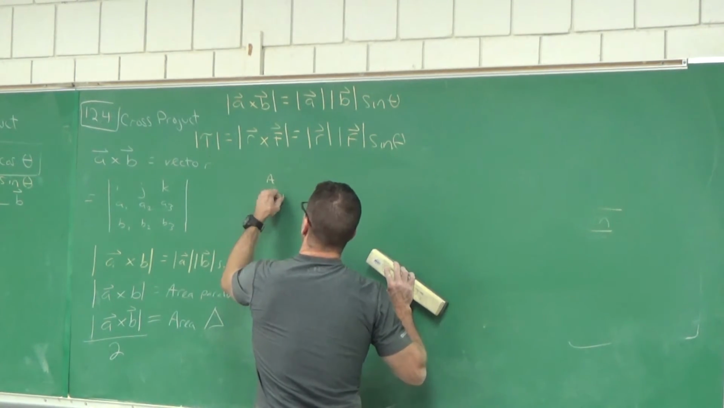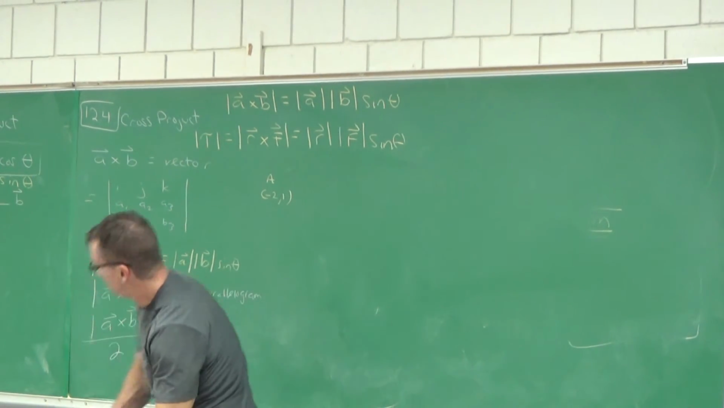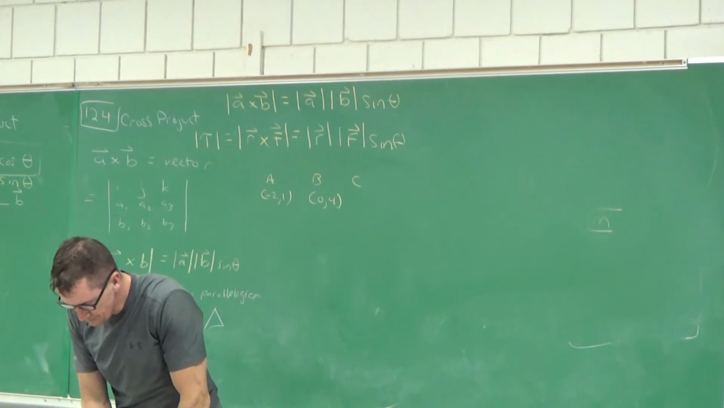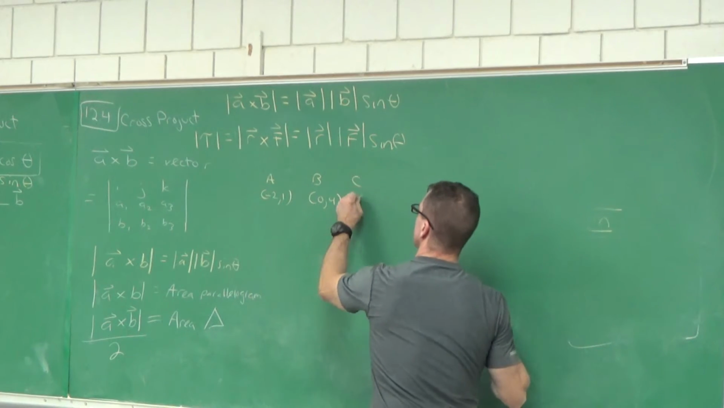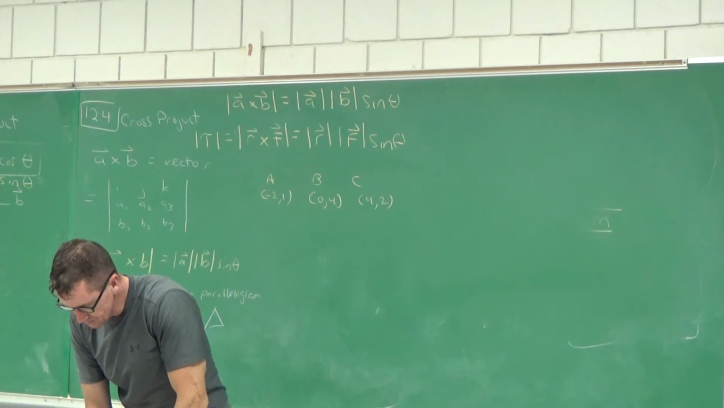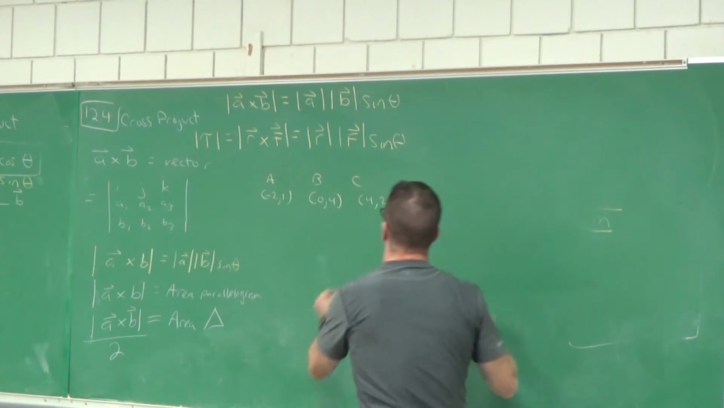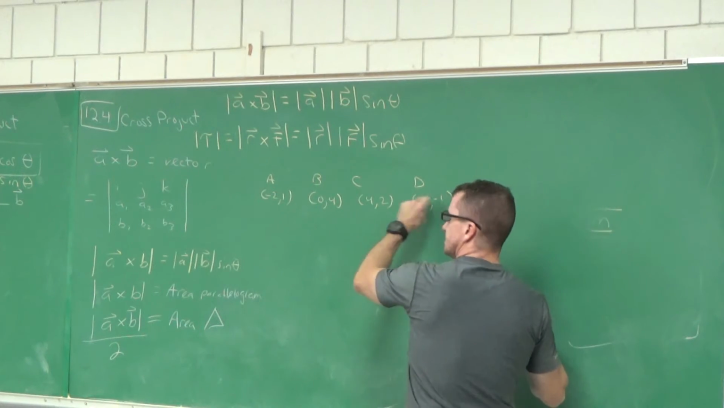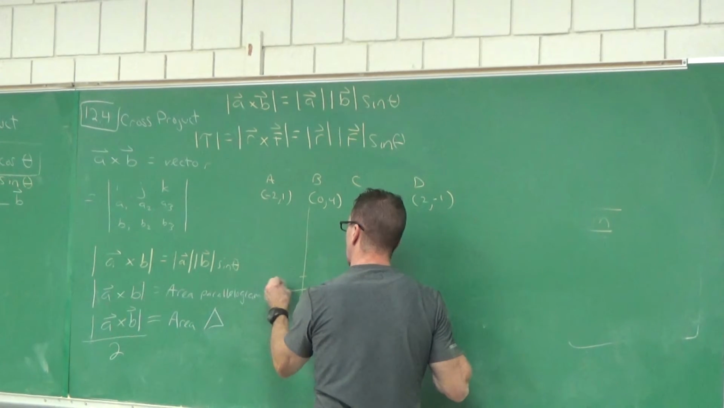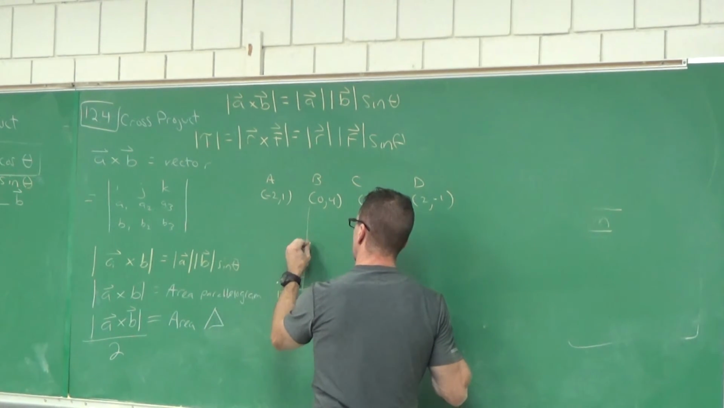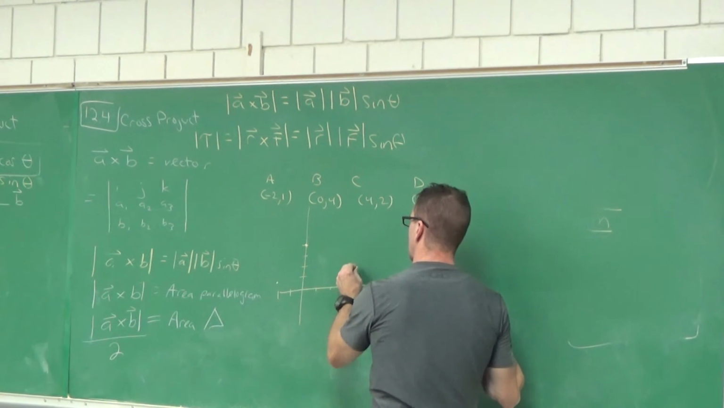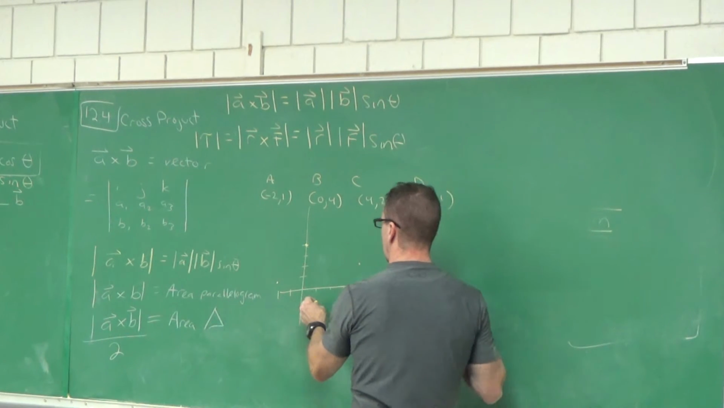A is -2, 1. B is 0, 4. C is 4, 2. And D is 2, -1. Well, can we plot all these? They said this was a parallelogram, they want you to get this area. So here's negative 2, 1. There's 0, 4. 4, 2. And 2, negative 1.